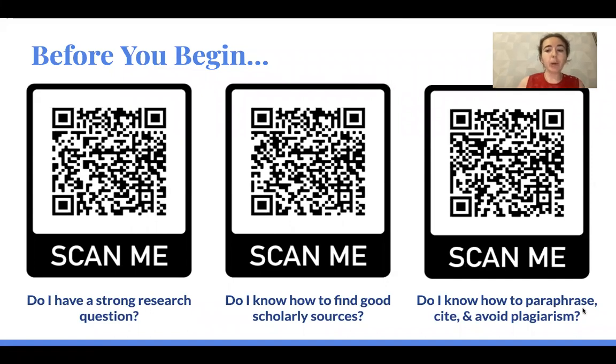And lastly, do I know how to paraphrase, cite, and avoid plagiarism? Obviously, in a literature review, you're going to be talking a lot about other people's ideas. And in order to do that correctly and in an academically honest way, you're going to need to be doing a lot of paraphrasing, probably less quoting, but some quoting. And you always need to avoid plagiarism, right?